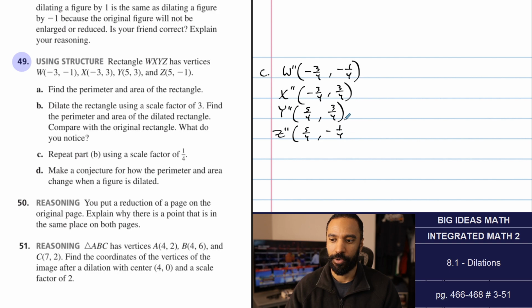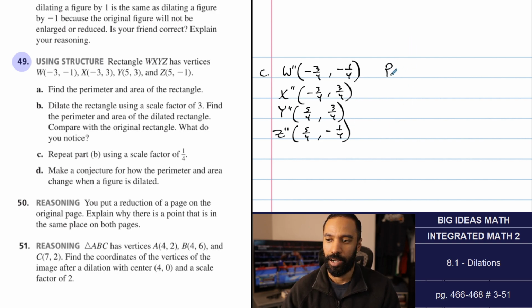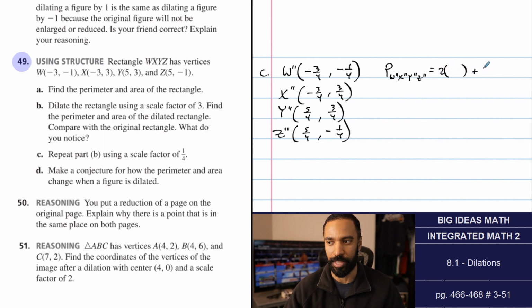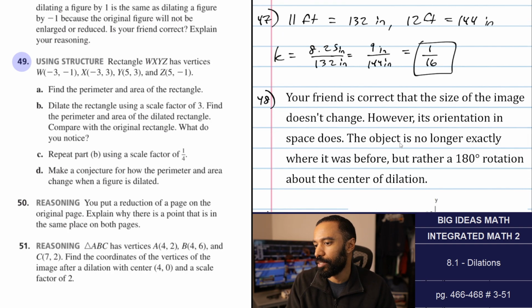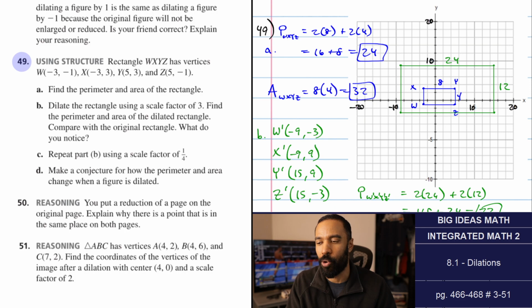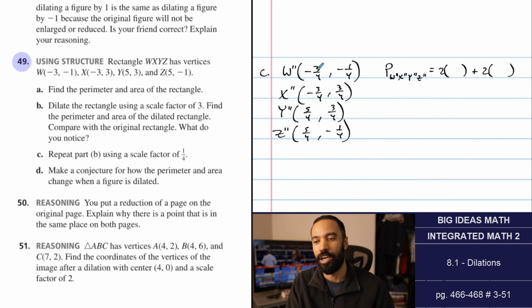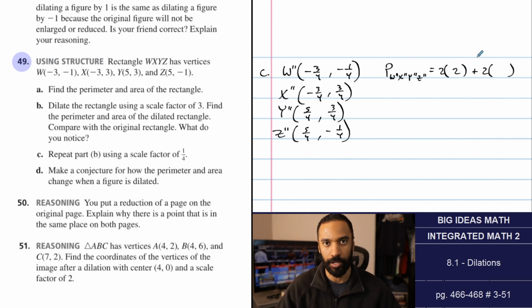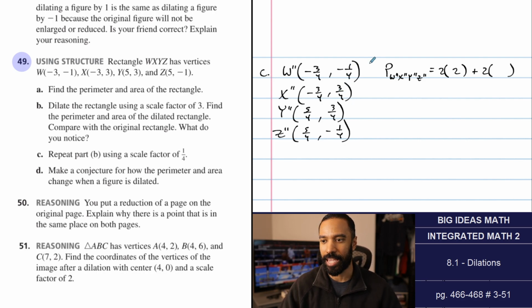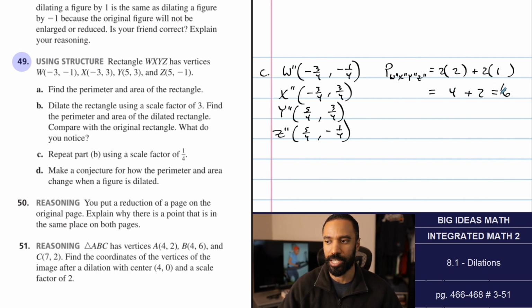5/4, -1/4. Okay, so the perimeter of W double prime, X double prime, Y double prime, Z double prime. What you're going to do here is take 2 of these plus 2 of these, right? Now, what are the lengths? Before, the lengths were 8 and 4, which is nice. We have to take 1/4 of those. From negative 3/4 to positive 5/4, that's 8/4, which is 2. And 2 is a quarter of 8. And from 3/4 to negative 1/4, that's a distance of 1. A quarter of 4 is 1. And that's what we're doing there. 2 times 2 plus 2 times 1, that's 4 plus 2, which is 6.